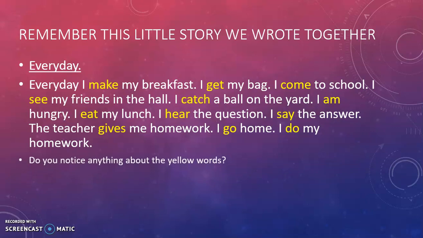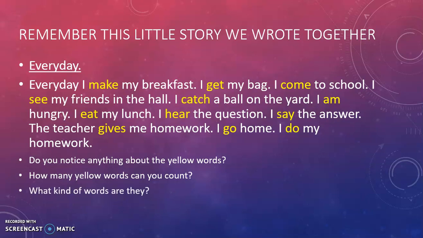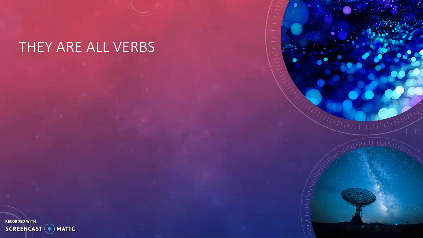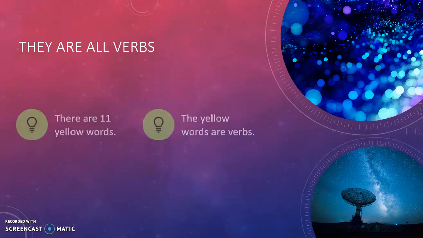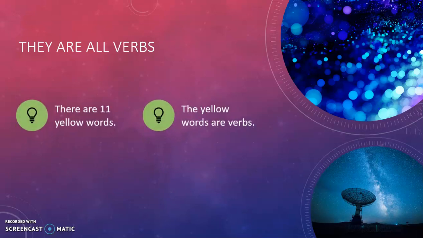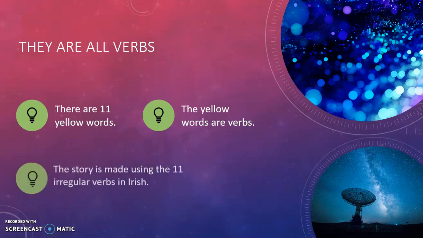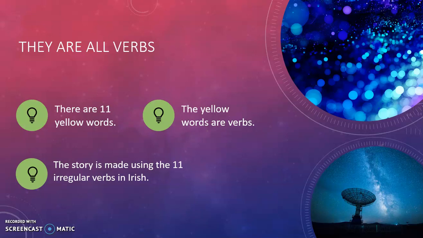Do you notice anything about the yellow words? How many yellow words can you count? What kind of words are they? They're all verbs. There are 11 yellow verbs in our story. And the story is made up using the 11 irregular verbs in Irish.